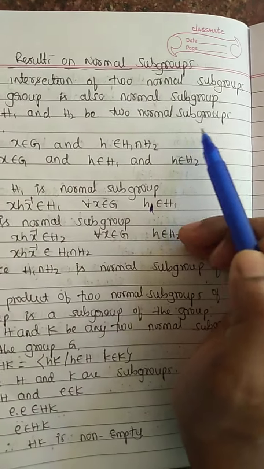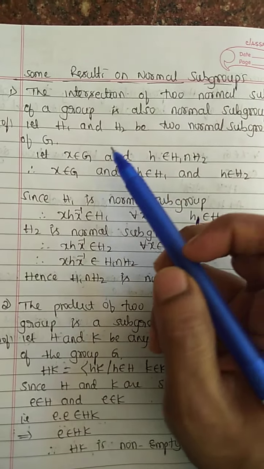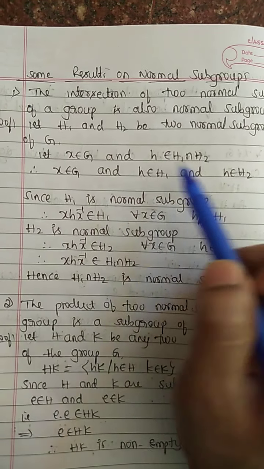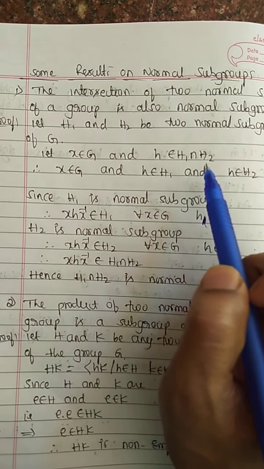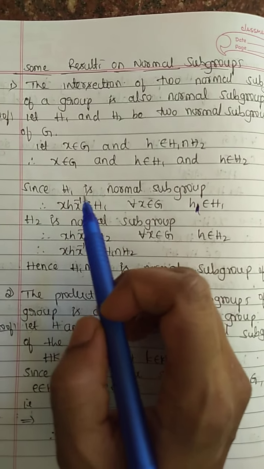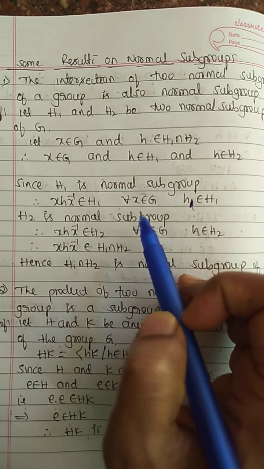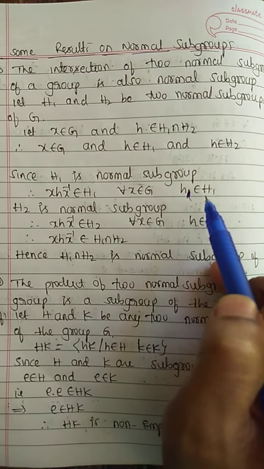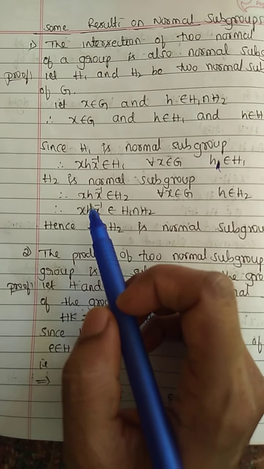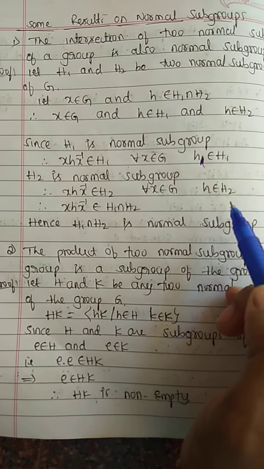Let H1 and H2 be two normal subgroups of G. We have to show that H1 intersection H2 is also a normal subgroup. Let x belongs to G and h belongs to H1 intersection H2. By the definition of intersection of two sets, h belongs to H1 and h belongs to H2. Since H1 is a normal subgroup, therefore x h x inverse belongs to H1 for every x belongs to G and h belongs to H1. This is by the definition of normal subgroup.